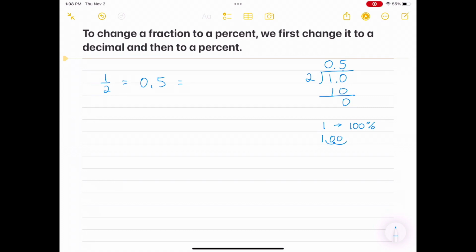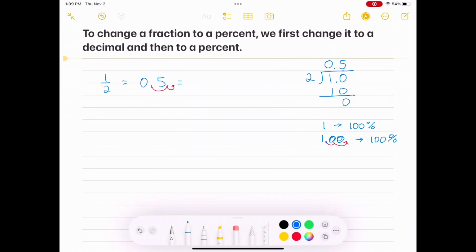So I use my reference 1 equals 100% to jog my memory that the decimal point in converting a decimal to a percent needs to be moved 2 places to the right. Now I go back to my decimal 0.5 and move that decimal point 2 places to the right and add a percentage sign to make this 50%.